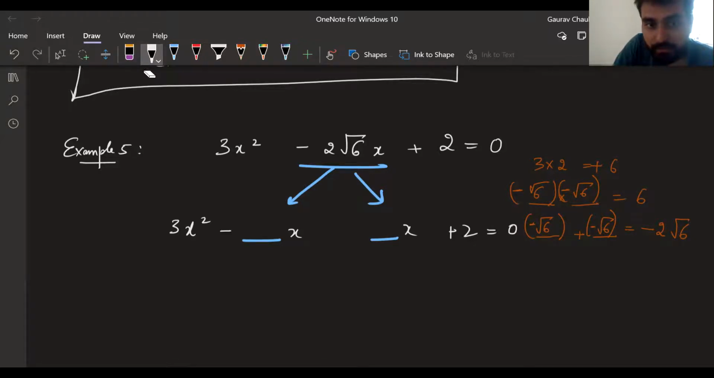I write minus root 6x, minus root 6x, plus 2 is equal to 0. Everything else remaining the same. This small change I'm doing.